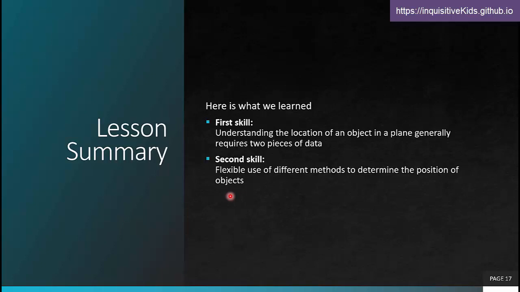Our second skill is to use flexibility, different methods to determine the position of objects. So different examples you might be given have different information, and you need to be able to know which method would be the most appropriate for that situation.